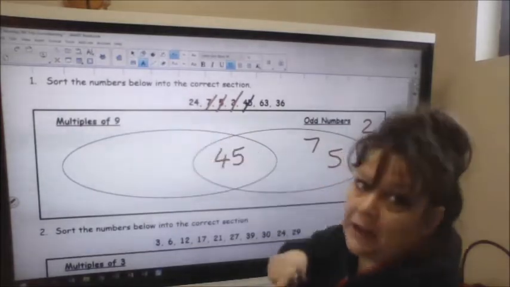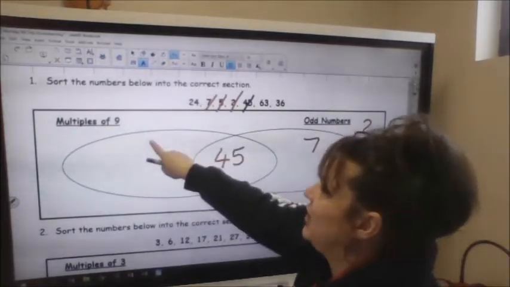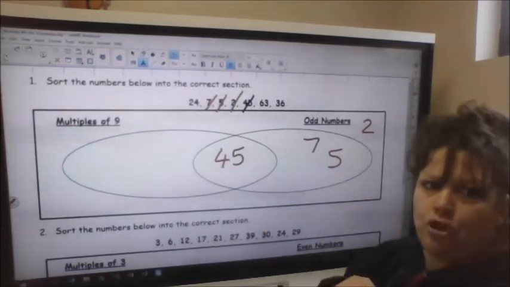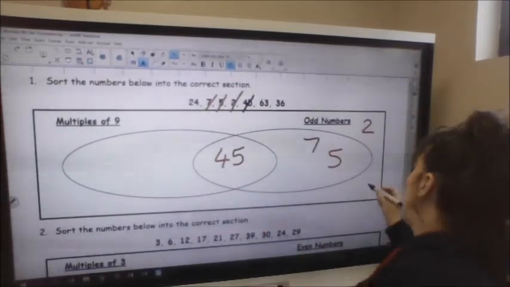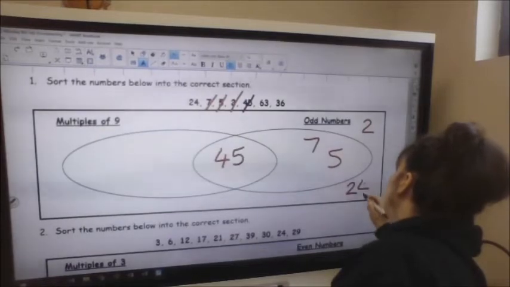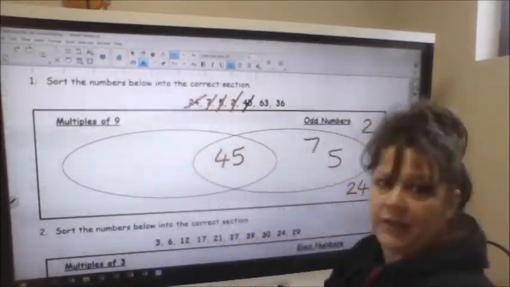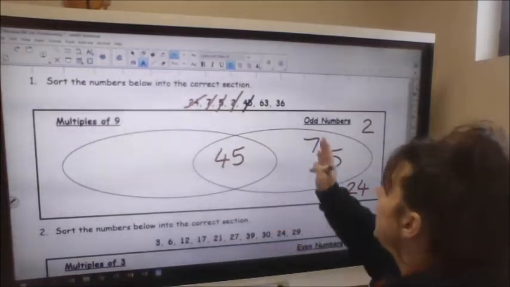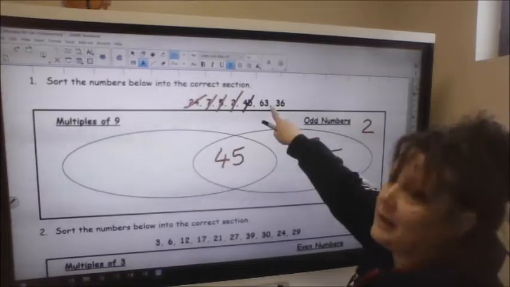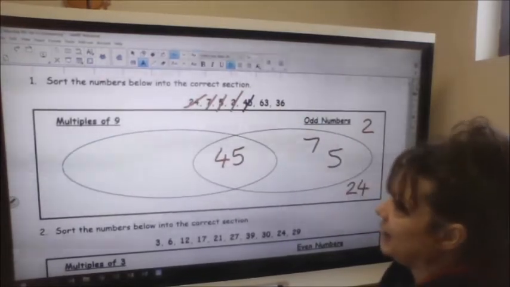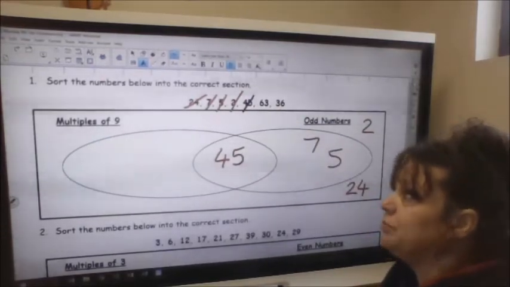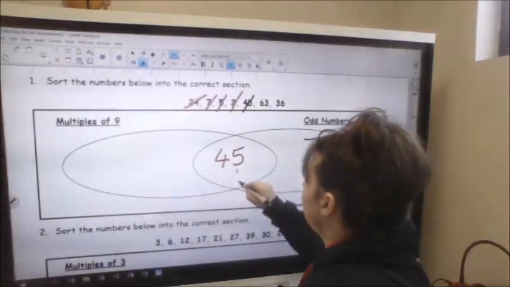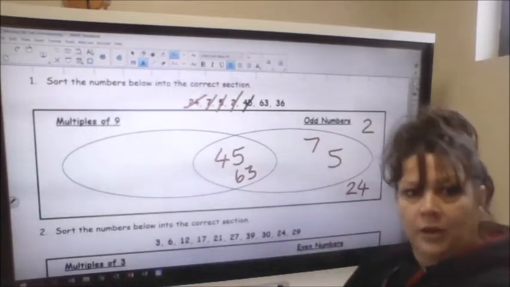Now go back to 24. Does it appear in the 9 times table? No. Is it an odd number? No. So just like the 2, it goes outside the box there. Then 63. It's an odd number because it ends in 3. Is it in the 9 times table? 9 sevens are 63. Yes, it does. So it'll go there.